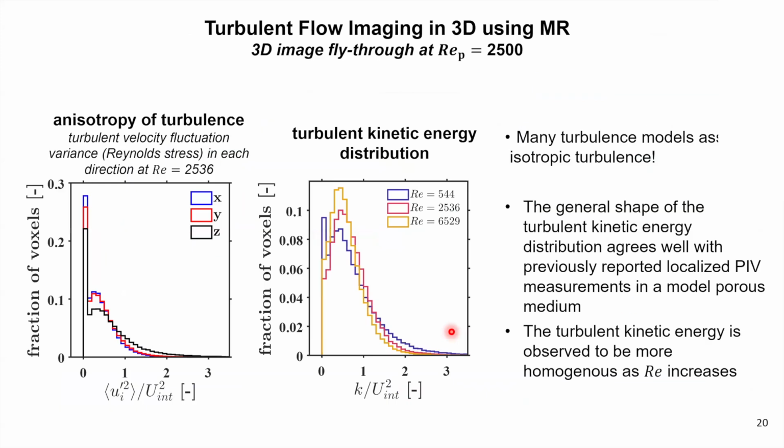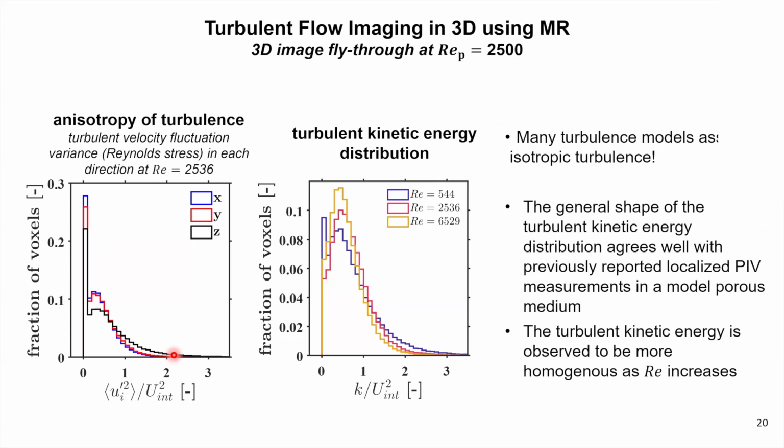I'll show one sort of pair of real results, which I think helps to emphasize why it's important to do these experiments. So on the left here, we've got the turbulent velocity fluctuation variance. So this is the Reynolds stress distributions just of those three diagonal components. And you can see the red and the blue, the X and the Y here pretty much follow the same shape, but the black is actually significantly different. That's the direction of superficial flow. Now, this is in agreement with some PIV observations that have been done, obviously not on a full 3D bed, but on surfaces.